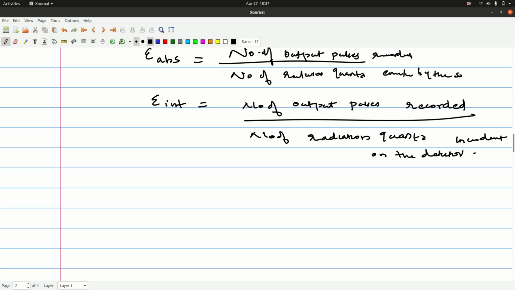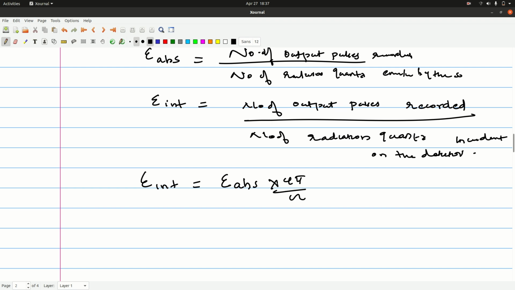So the intrinsic efficiency and absolute efficiency, what is the relationship? That is for an isotropic source. Isotropic source means equal emission in all directions. The intrinsic efficiency is equal to epsilon absolute efficiency times 4 pi by omega.